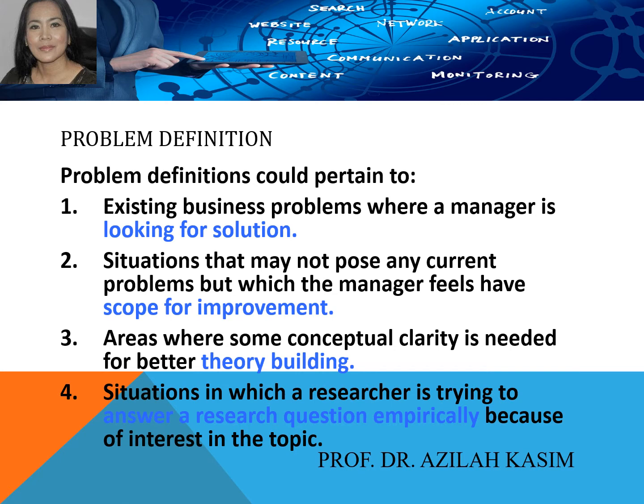It can also be situations that may not pose any current problems, but which the manager feels have scope for improvement: how to do things better, how to do things in higher quality, provide a better service quality, for example. So that is what we meant by scope for improvement. So this can also be a kind of problem that the research has to address.